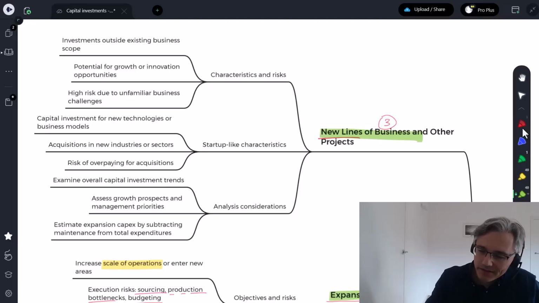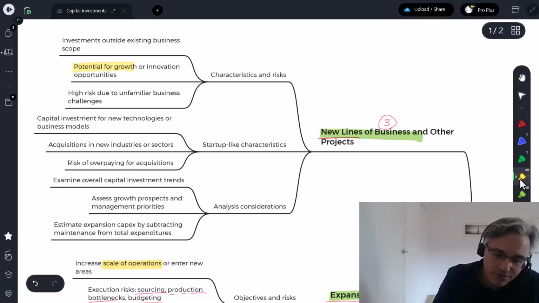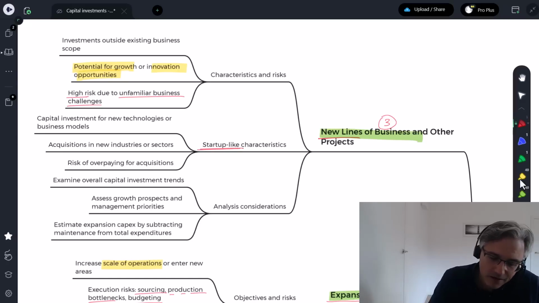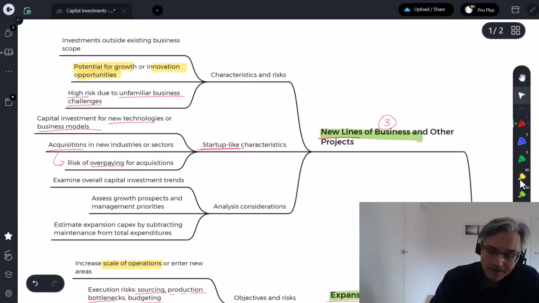Obviously, this would be motivated by the potential for growth and innovation opportunities, but of course comes with higher levels of risk due to the unfamiliar business that you're getting yourself involved in. These are the riskiest projects, so they will have startup characteristics. They may involve new technology development, new business model development, or acquiring a company that already exists in that sector, which brings with it the classic risk of potentially overpaying for acquisitions.